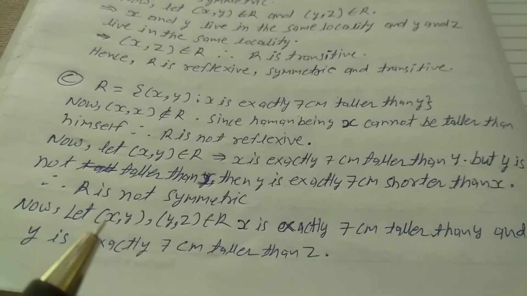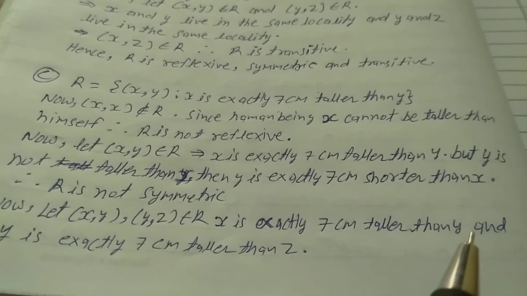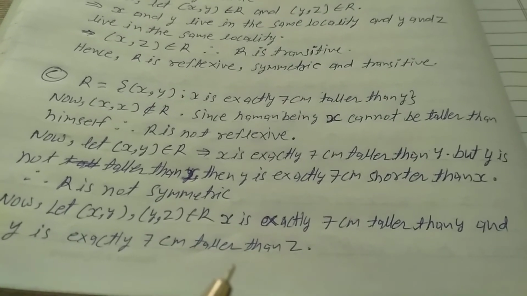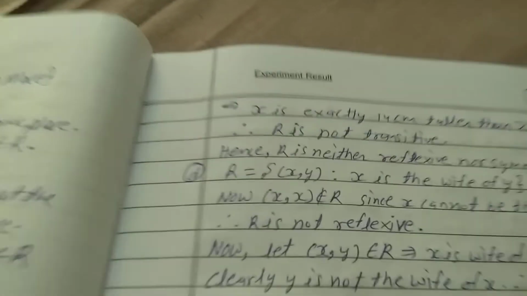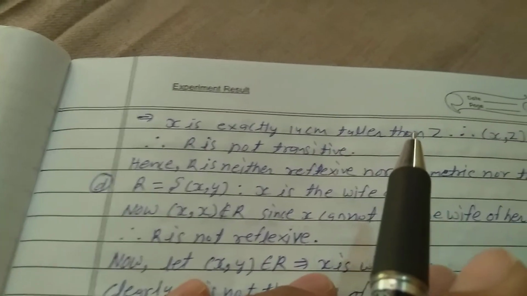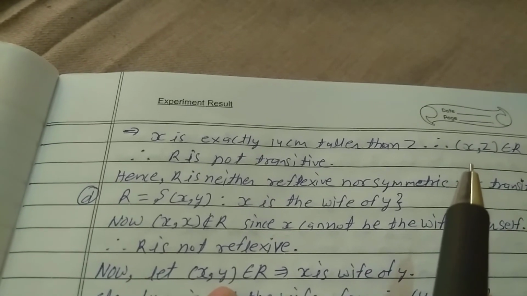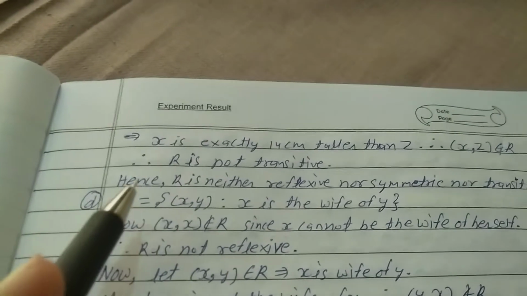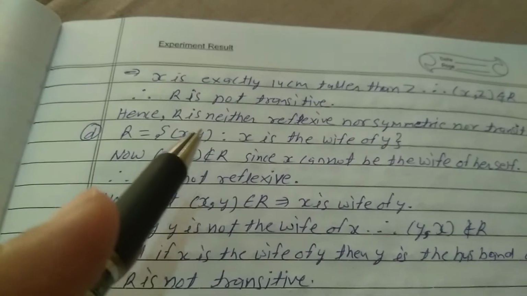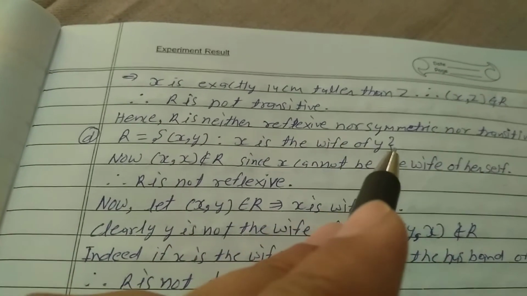Now let (x, y) and (y, z) belong to R. x is exactly 7 cm taller than y and y is exactly 7 cm taller than z, which implies x is exactly 14 cm taller than z. Therefore (x, z) does not belong to R. Therefore R is not transitive. Hence R is neither reflexive, nor symmetric, nor transitive.